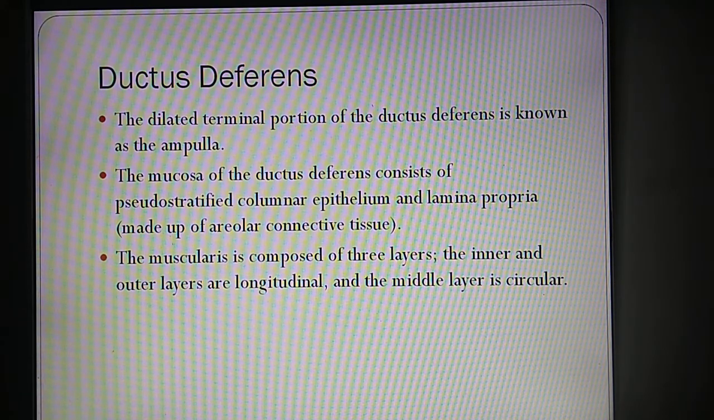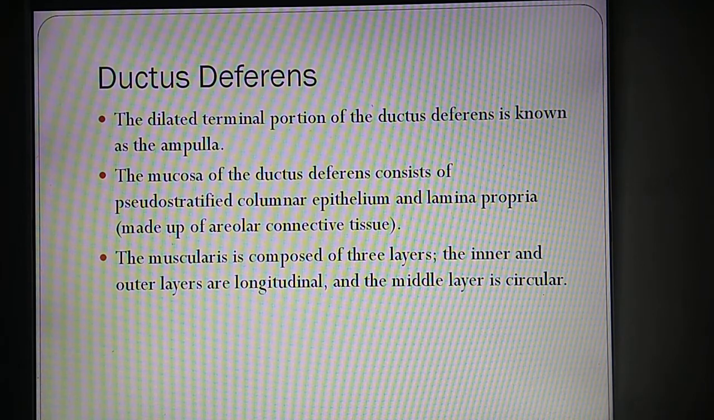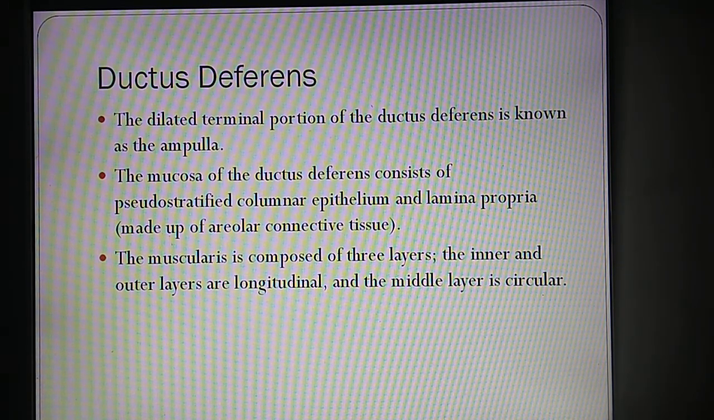Now, the dilated terminal portion of the ductus deferens is known as ampulla. The mucosa of the ductus deferens consists of pseudostratified columnar epithelium and lamina propria made up of areolar connective tissue. The muscularis is composed of three layers. The inner and outer layers are longitudinal and the middle layer is circular.